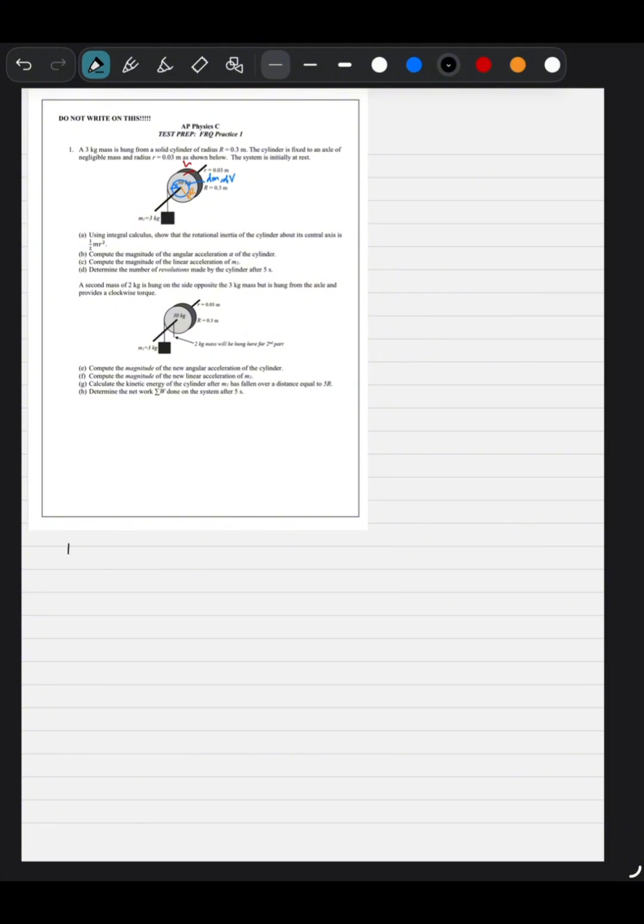To find the work, we add up all the energy. So as it's falling, the 3 kg has kinetic energy, as well as the 2 kg has kinetic energy, but also potential energy because it is gaining height as it's moving. And the cylinder has K rotational. We can expand that.